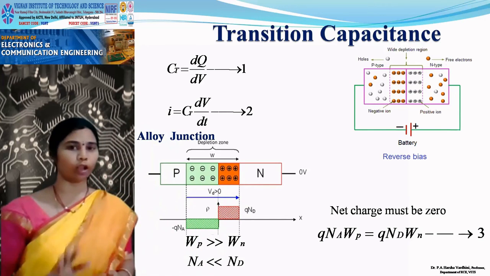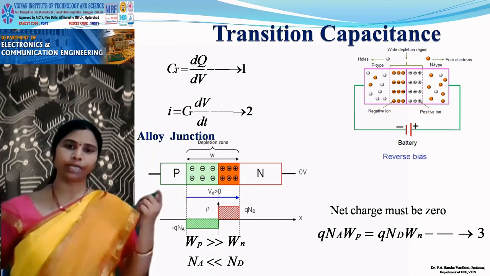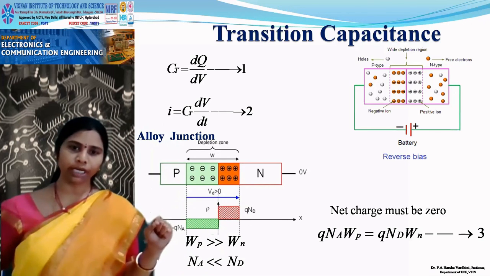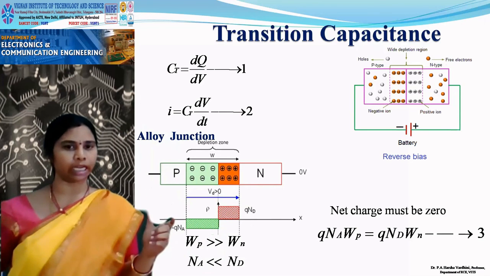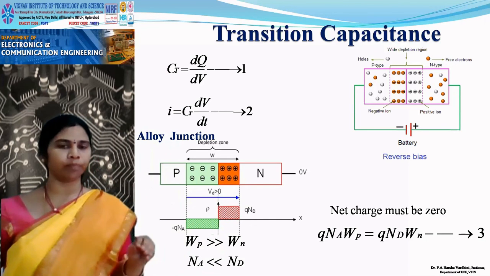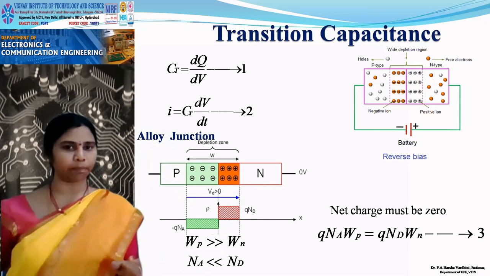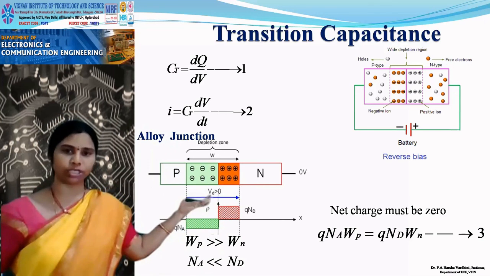So this is about the alloy junction. You take an N-type germanium bar, you place an indium dot on it, that means indium material on it, so that you can convert some part of the N-type material into P-type material. As it has converted into P-type material, it forms a PN junction.